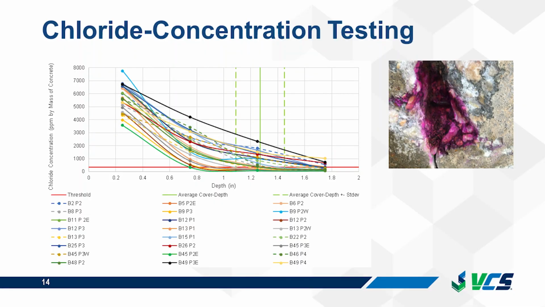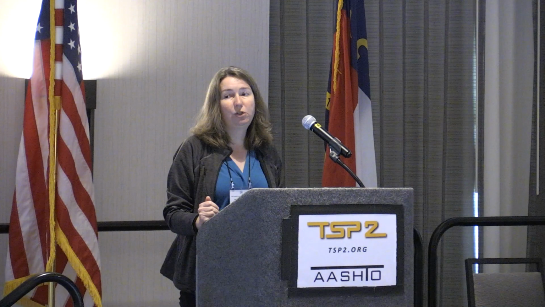So as you can see, all the samples had really high chloride surface concentrations. They ranged from about 3,500 to 7,000 parts per million. And as expected, chloride concentration decreased with increasing depth. However, what's most important here is the chloride concentration at rebar depth. And for most of the samples, that was well above the corrosion initiation threshold.